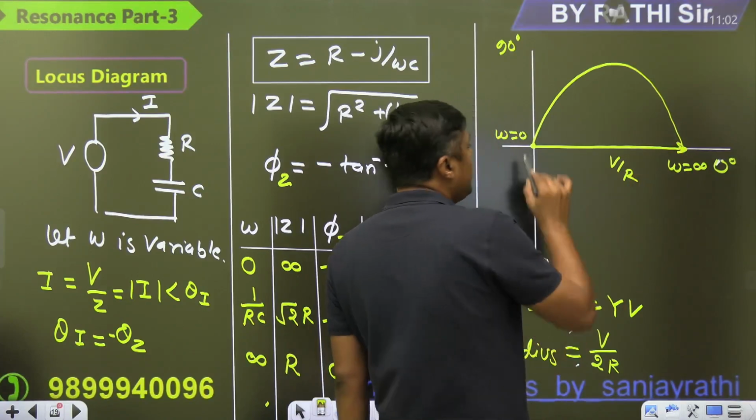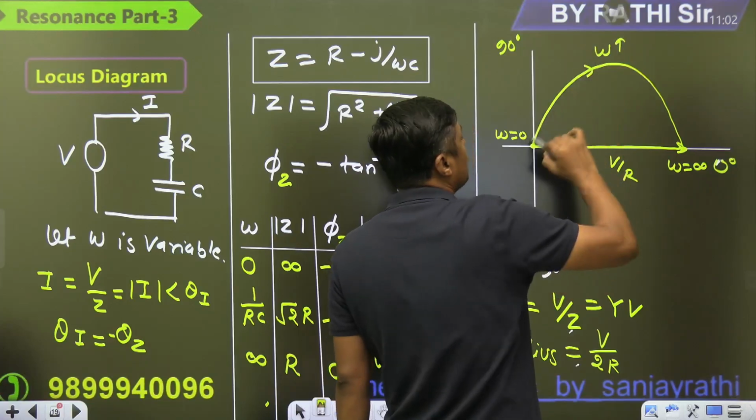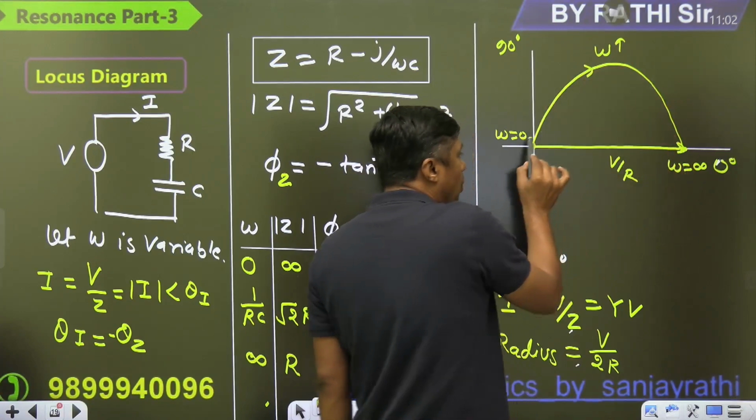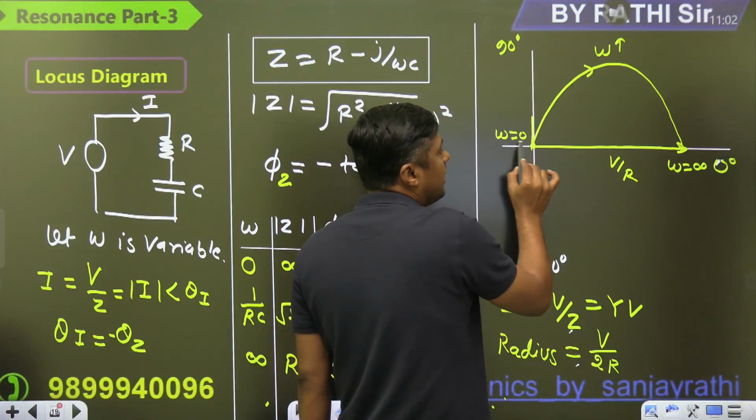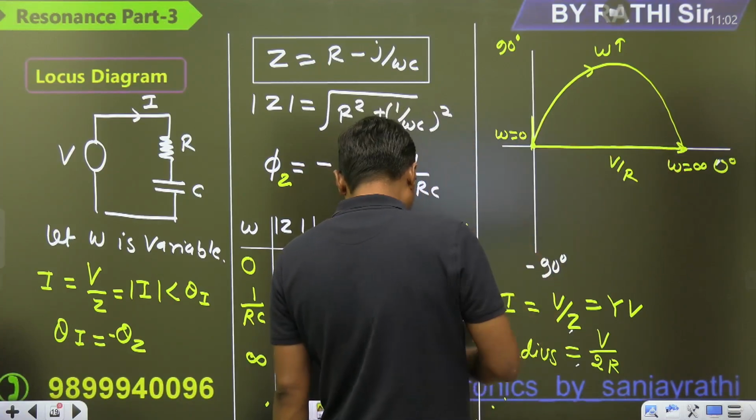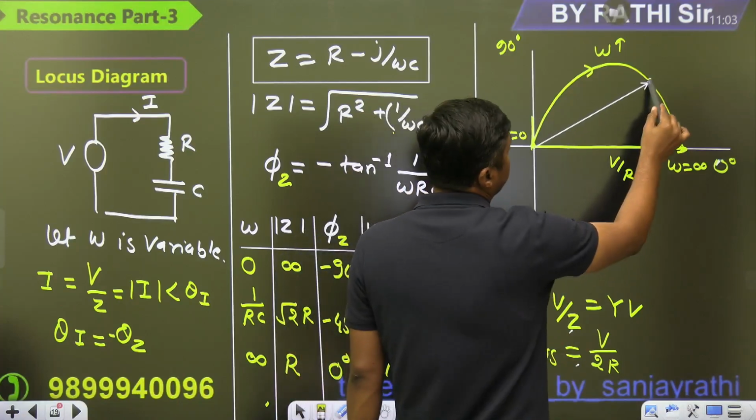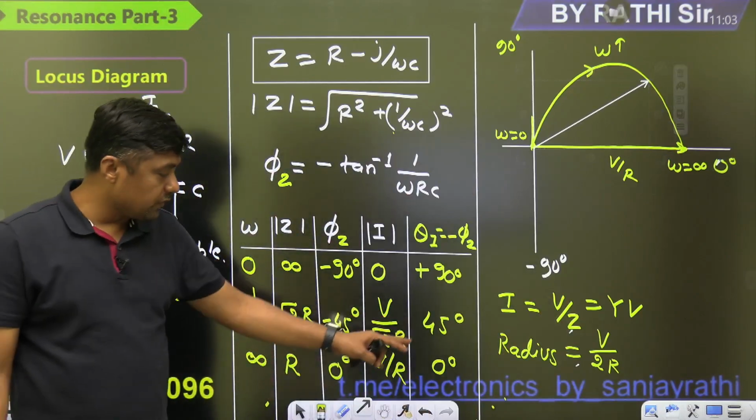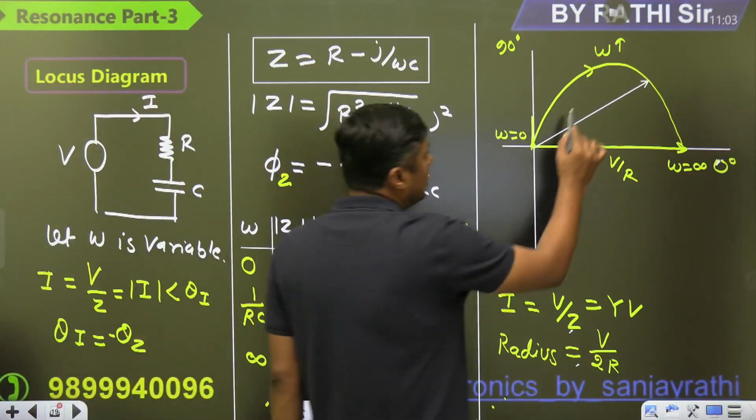Now omega will vary. Omega increases from 0 to what? Infinite. So current initially it is 0, now increases. Now watch this. This is making a tangent with this. So what is the angle here? 90 degree. And now it is a straight line. So what is the angle? 0 degree. Exactly at 45 you can draw. Exactly at 45 the angle is what? Plus 45, and the length of the phasor is V by root 2R.